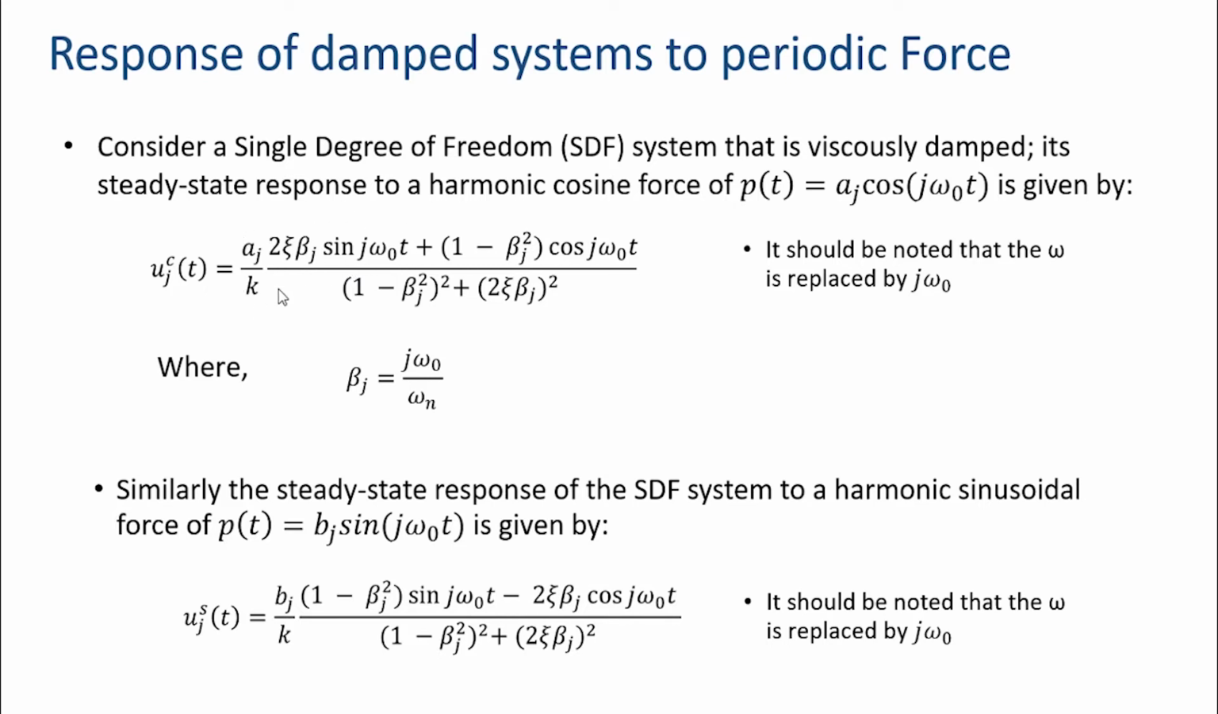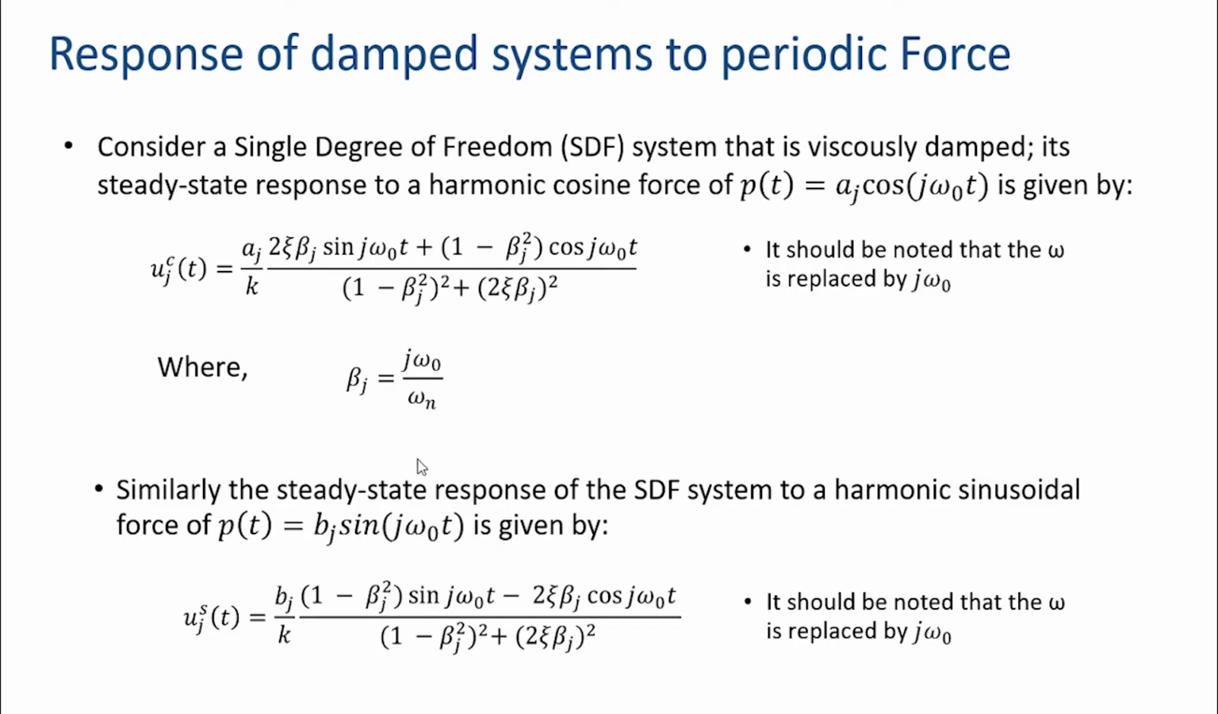So we have Aj by k times [2 zeta beta j sin j omega naught t plus (1 minus the frequency ratio squared) cos j omega naught t], the whole divided by [(1 minus frequency ratio squared) squared plus (2 zeta frequency ratio) squared]. And we can also write a similar expression for the sine terms in the Fourier series. The sine harmonics is Bj sin j omega naught t.